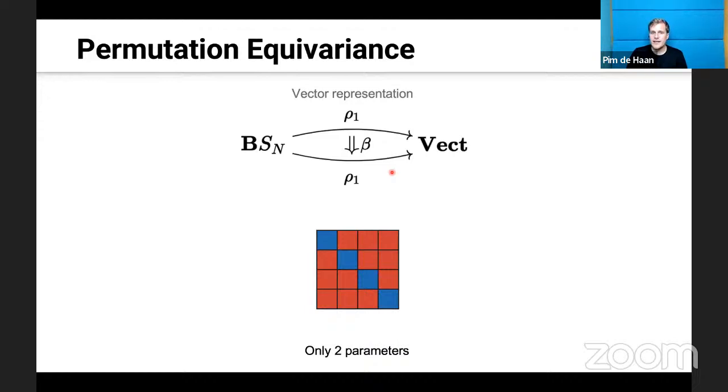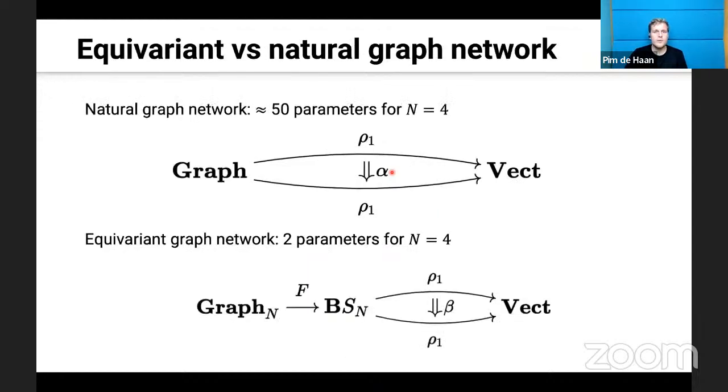Permutation equivariance is very constrained because we have a very large group. We are constrained by every possible permutation, and that means that we only have 2 parameters. So now we can do 2 things. If we have a natural graph network, as I sketched, then we have a different component for every graph, and these are constrained by automorphisms and weight shared by isomorphisms. And if you work this out for 4 graphs, you get roughly 50 parameters. I may have made a rough counting error, maybe off by a couple.